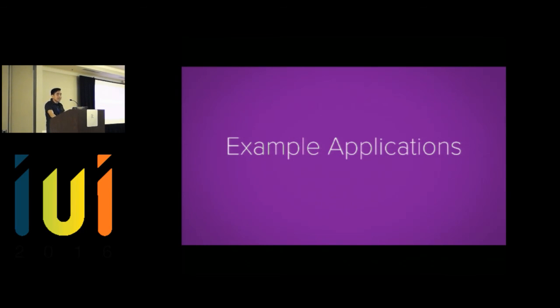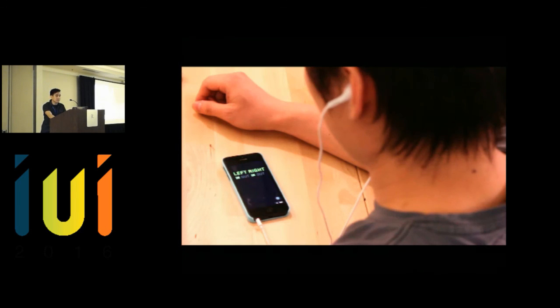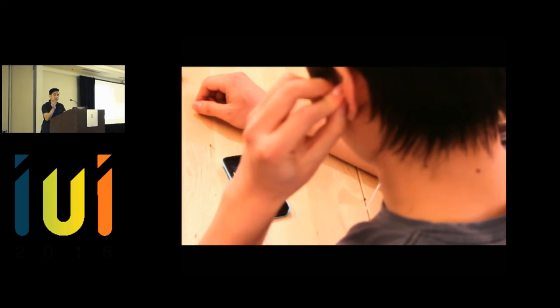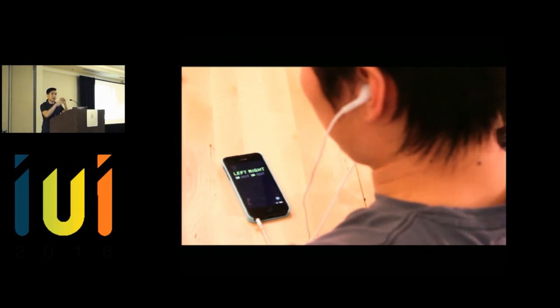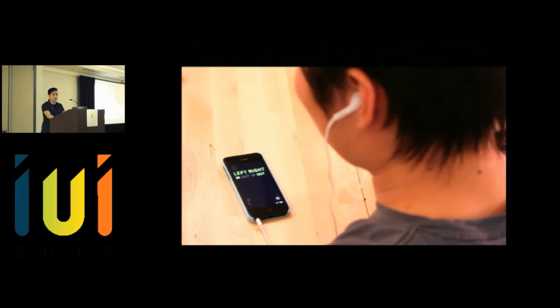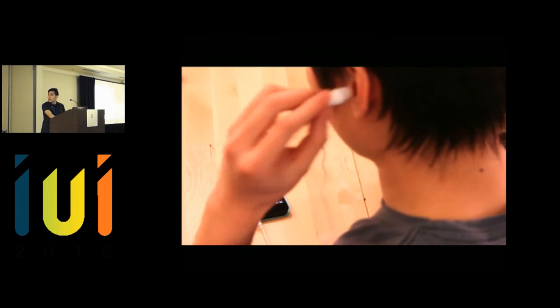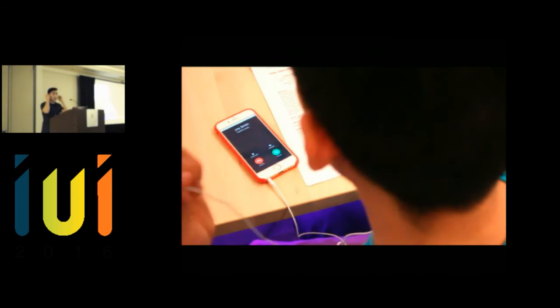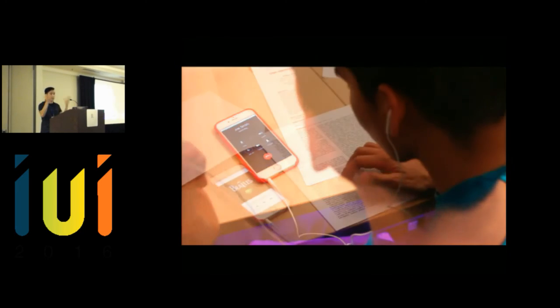So we built two example applications demonstrating the feasibility of our approach. Here, SweepSense emits inaudible sounds through both earbuds. A microphone is integrated into the earphone wiring. So when the earbuds are in the ear, the frequencies are attenuated. When it's out, they are dissipated into air.